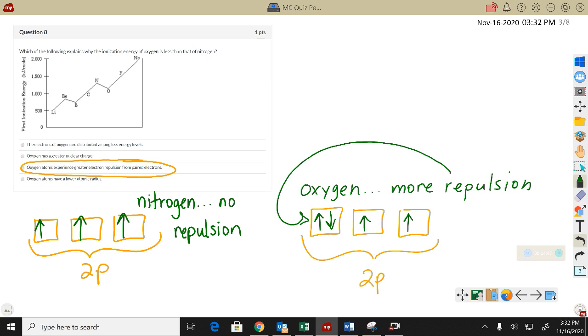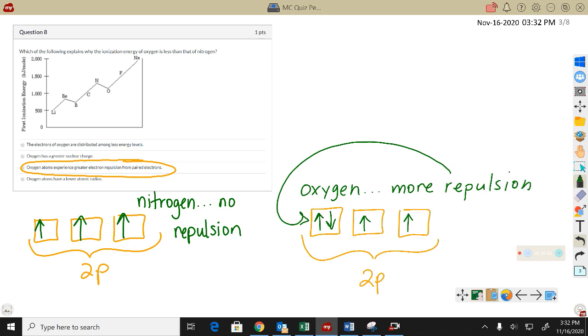It would like to gain 3 and fill the orbitals, but as an atom, a neutral atom, it's okay. There's no repulsion. And so yeah, it would actually be a little bit easier to remove an electron from oxygen because there are two paired electrons. And when they're really close to each other, you have a little extra electron repulsion.